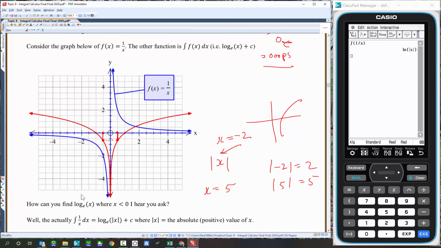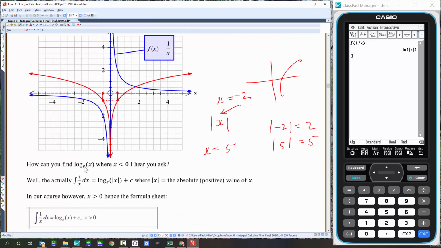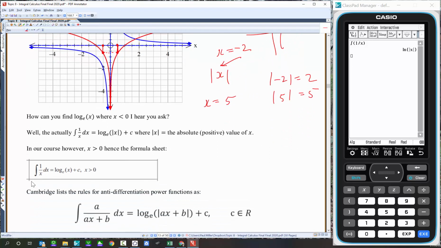So the absolute value of -1 just makes it a 1, and it gives you the same answer in return. Right, so how can you find log e x where x is less than 0, I hear you ask? Well, here's the interesting case. Again, this seems like it shouldn't happen because it looks like you're logging a negative number, okay? And here officially is what happens on the formula sheet, all right? So what they say is that if you integrate 1 on x, what you're going to get is the log e x function plus c, where x is greater than 0.